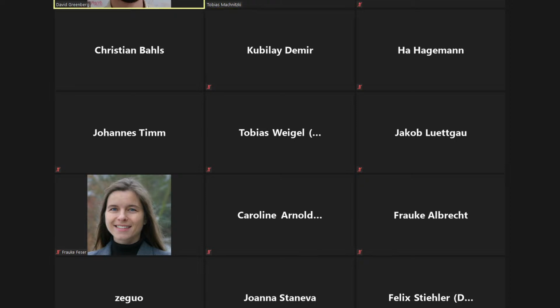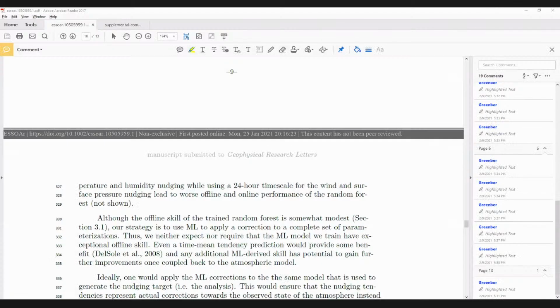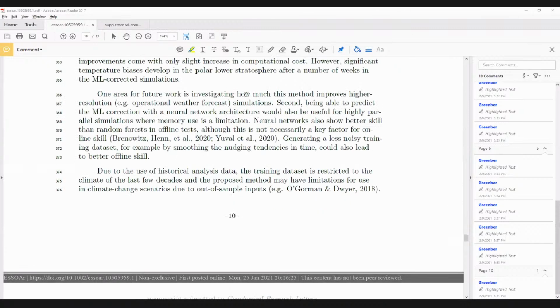Yeah, I think that's a great question. In fact, they mentioned this a little in the discussion. They talk about the idea of using ML. Neural networks also show better skill than random forest in offline tests. This is not necessarily a key factor for online skill. There's a lot more information they could have provided. One thing is they didn't, as far as I could tell, even tell the random forest what the latitude and longitude were or what the vertical level was for the atmospheric variables that were being provided as input. So this could be useful information.